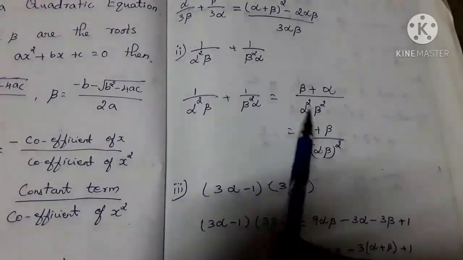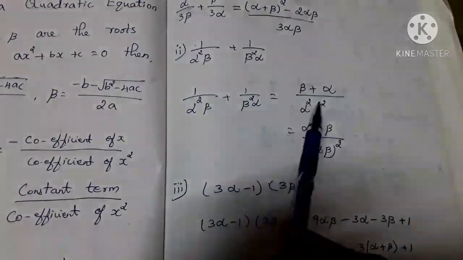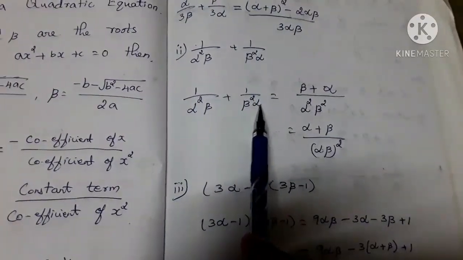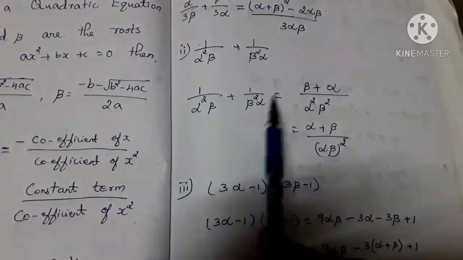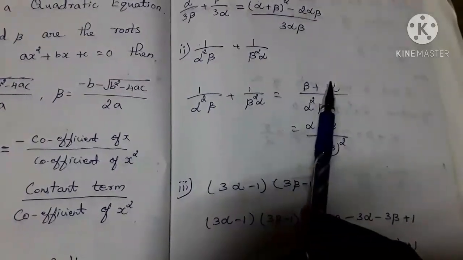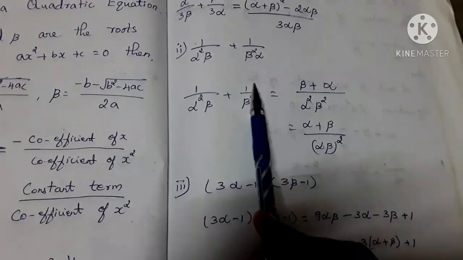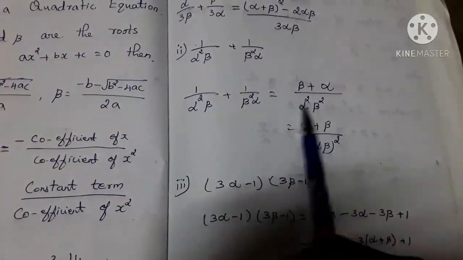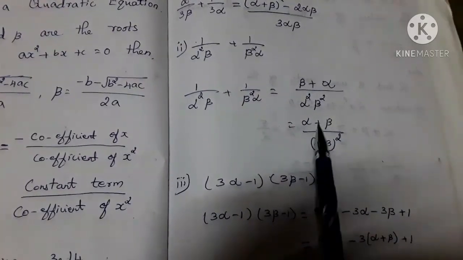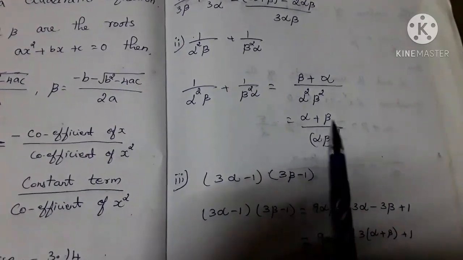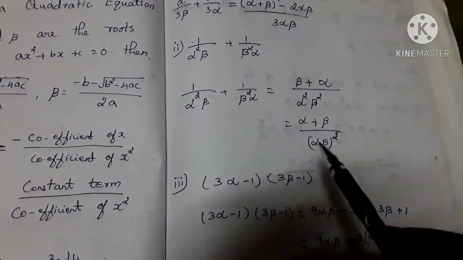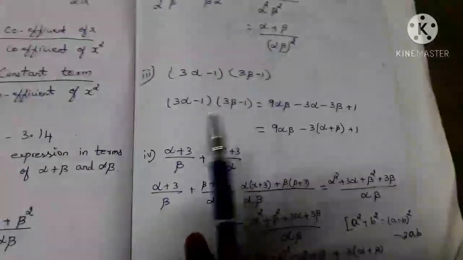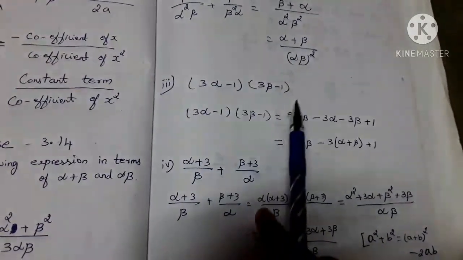So alpha squared, beta squared we take. Here beta squared is the LCM, we want only beta, so we multiply by beta. Here beta square is there, alpha only is there, so we have to multiply by alpha. So here alpha multiplied by alpha, and beta square alpha we write. So beta plus alpha divided by alpha square beta square, that we can write as alpha plus beta divided by alpha beta the whole square.